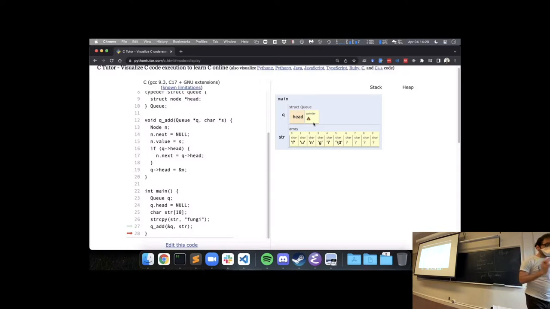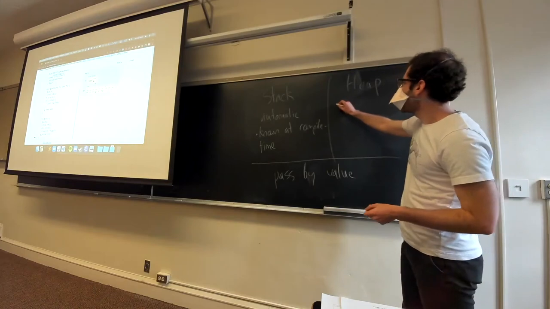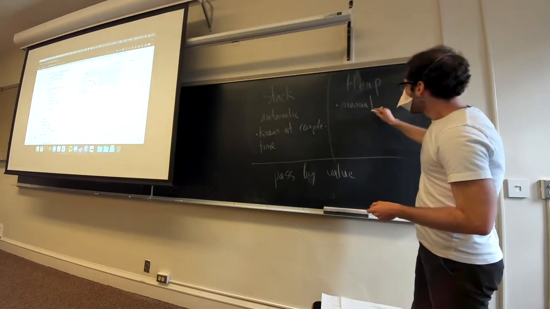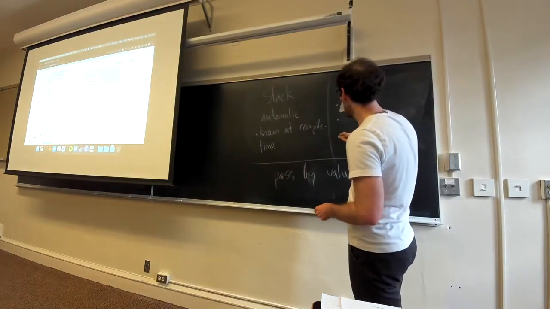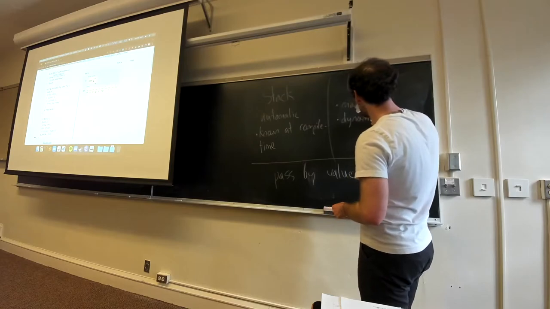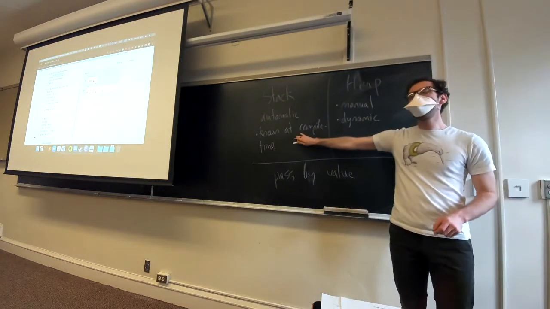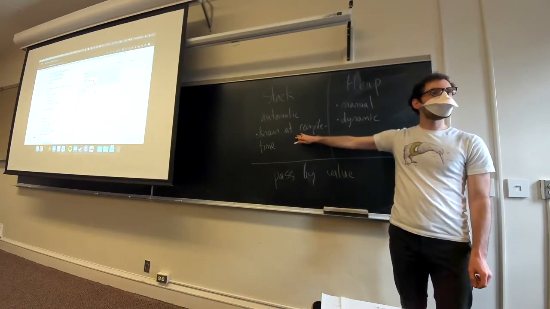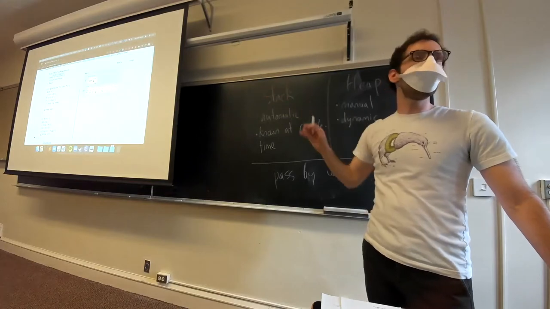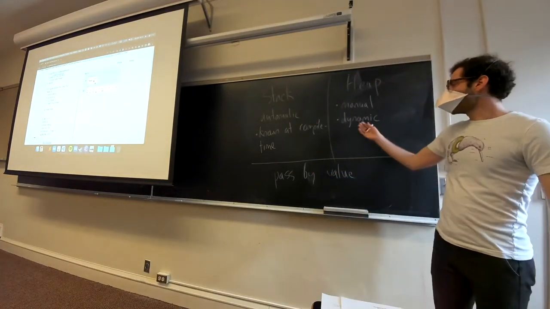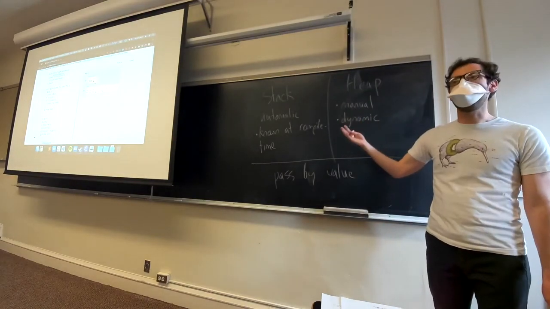So we can't get away with allocating data on the stack if we want that data to exist outside of the function where it's being created. And this is where our heap comes in. It's going to have to be manual, done by the programmer, rather than automatic. And it's also dynamic in the sense that we don't have to know at compile time how much we need to allocate. For example, we don't have to know ahead of time how many nodes are going to be in our linked list. We can just ask the system for more memory as we go along.